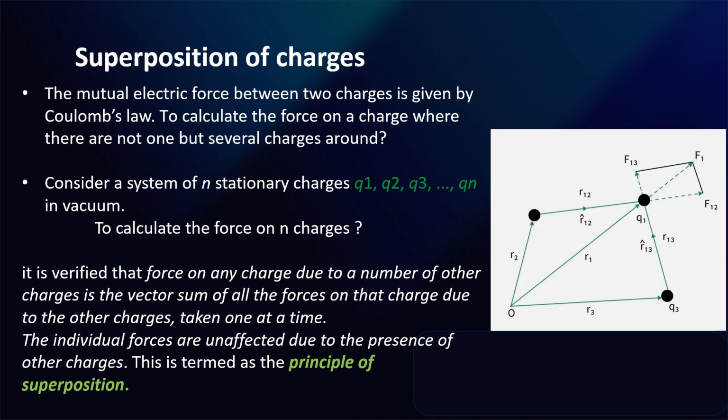What is the superposition of charges? We can calculate the electric force between any two charges by Coulomb's law. Now, let us consider a system of n stationary charges. Then, what is the formula to calculate the forces on n charges? So, we can calculate this by superposition of charges. It's verified that the force on any charge due to a number of other charges is the vector sum of all forces on that charge due to other charges taken one at a time. The individual forces are unaffected due to the presence of other charges, and this is termed as the principle of superposition.